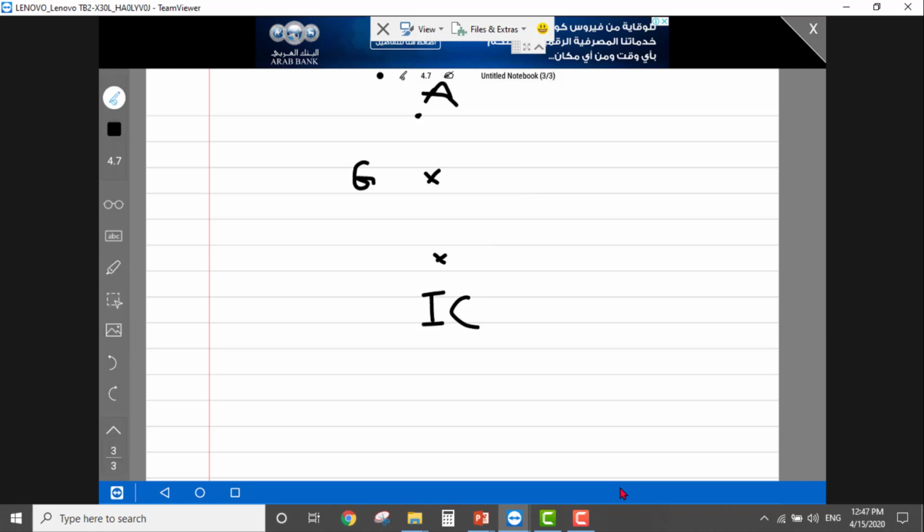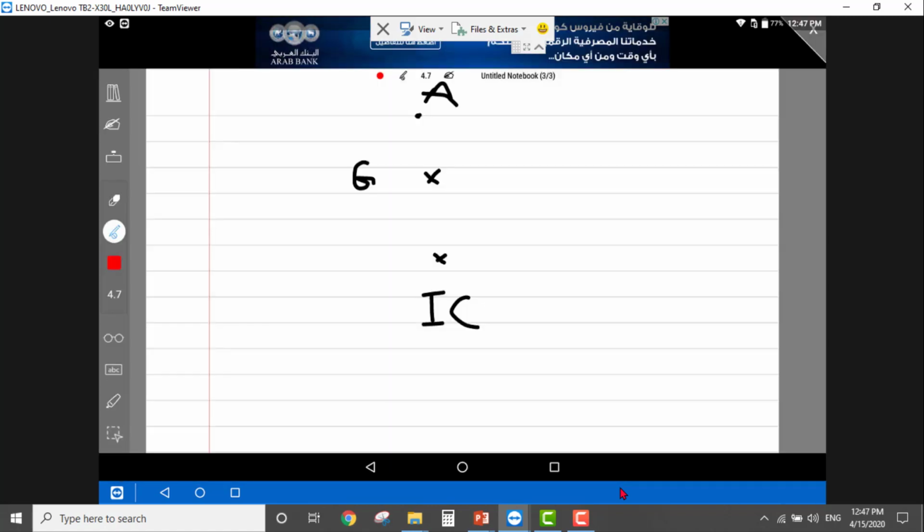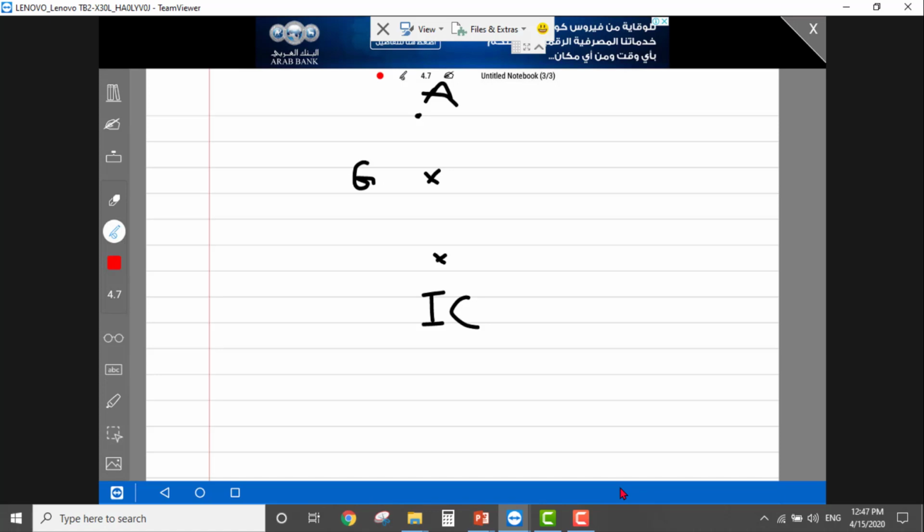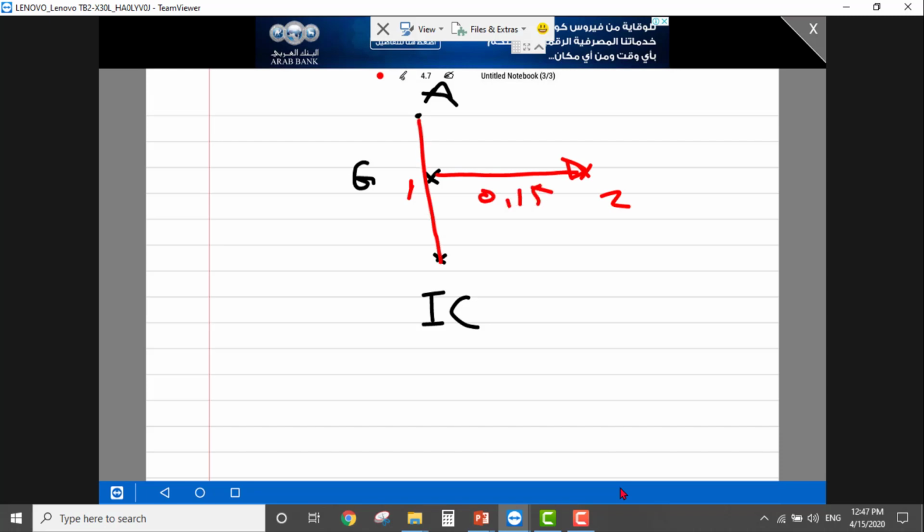Okay, so the problem tells us that this is location 1. Then this center moves a distance, this is state 2, and this distance is 0.15.